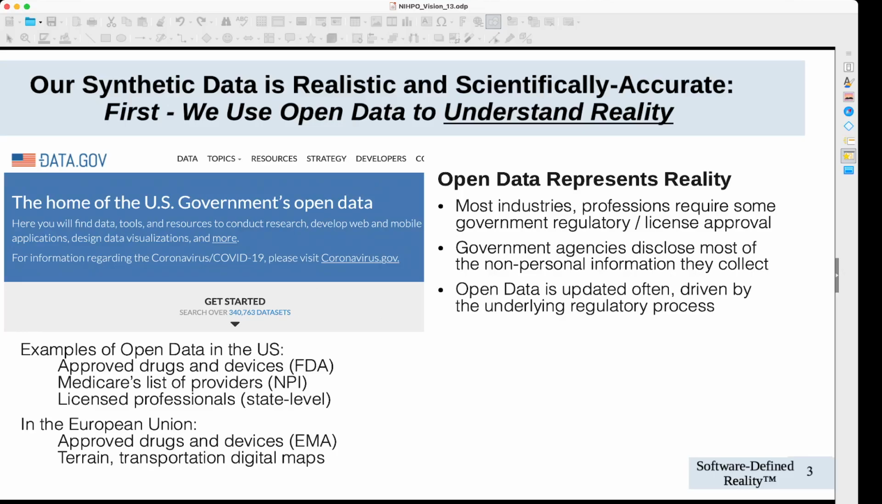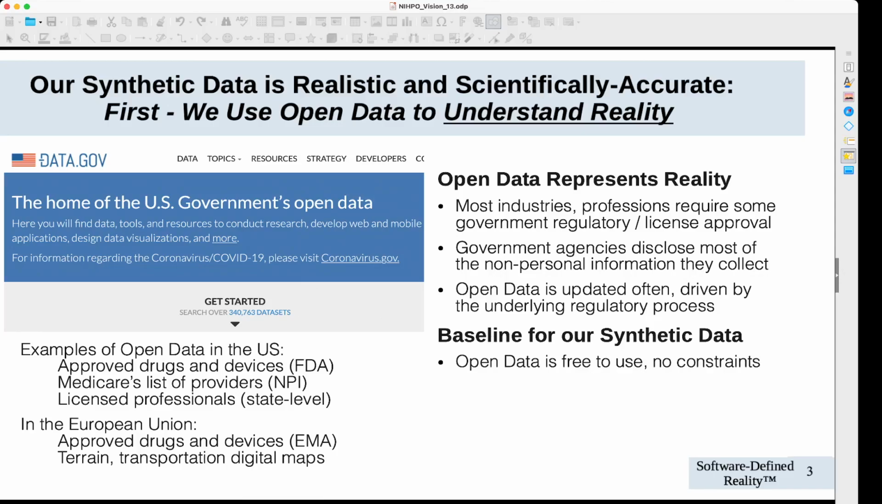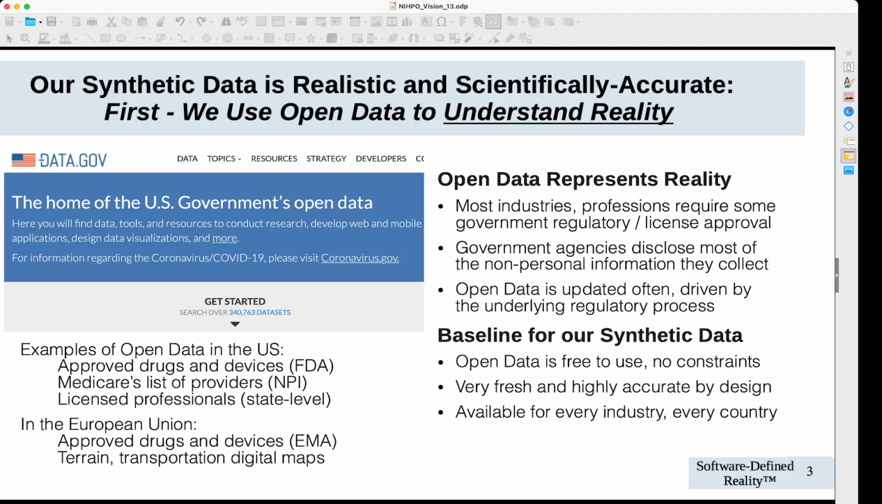Open data is updated often, driven by the underlying regulatory process. Obviously, if you have a state-level license as a plumber, for example, you need to renew that license on a regular basis. We take that open data and it becomes the baseline for our synthetic data. Open data is free to use, there are no constraints, it's very fresh and it's highly accurate by design. Again, if you're a plumber, you do want the state to keep you in good standing with them. And this open data is available for every industry and every country.